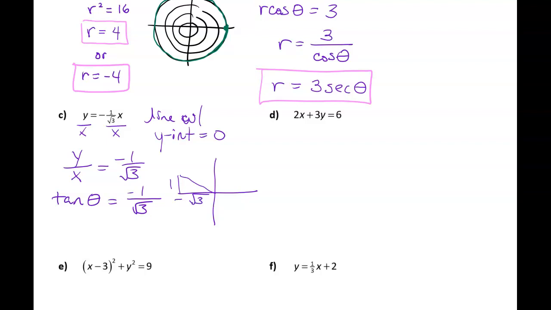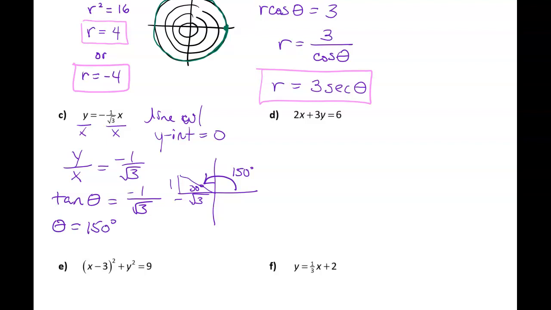And that would be a 30, 60, 90 triangle. The angle in question is 150 degrees because the reference angle is 30. So we can write theta is equal to 150 as the equation of that line.